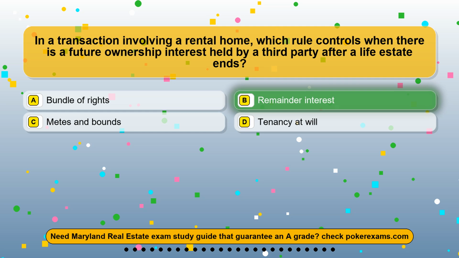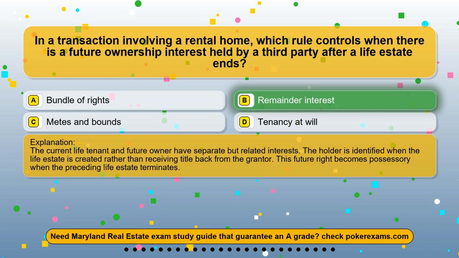The correct answer is option B, remainder interest. The current life tenant and future owner have separate but related interests. The holder is identified when the life estate is created rather than receiving title back from the grantor. This future right becomes possessory when the preceding life estate terminates.